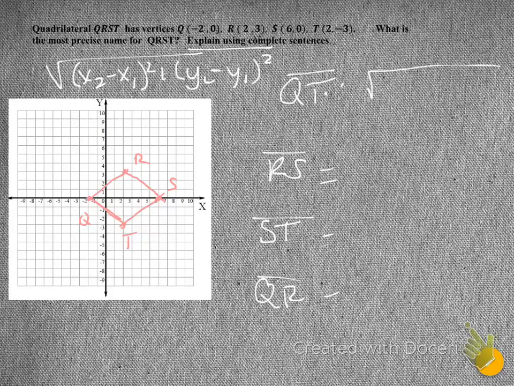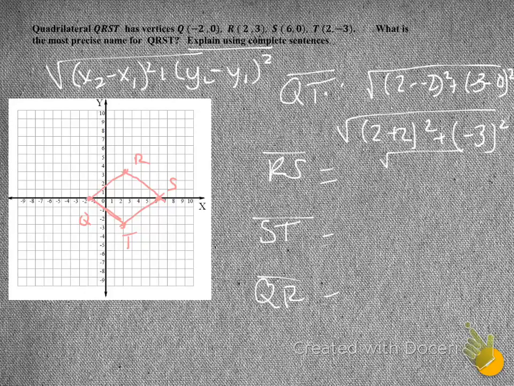So I'm going to get the square root of, if I look at Q and T, 2 minus -2 squared plus -3 minus 0 squared. Sorry that it's hard to read these because of the color background. So 2 plus 2 squared plus -3 squared. So we're going to have the square root of 2 plus 2 is 4, 4 squared is 16, plus -3 squared is 9, so square root of 25. So QT is the square root of 25, which is 5 if you solve it down.